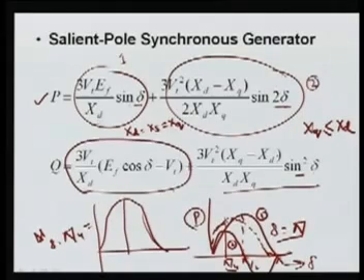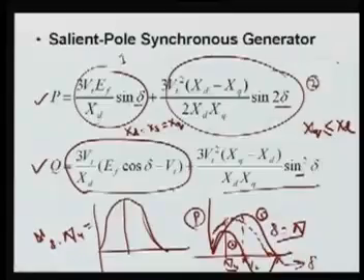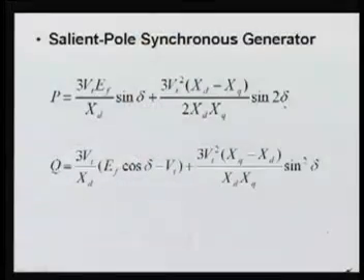So this is your real and reactive power expression, and that can be derived similarly to the wound rotor machine, without any loss of generality. So we have seen the modeling of the synchronous generator of two types, the wound rotor and the salient pole machines, and we saw their limitations.